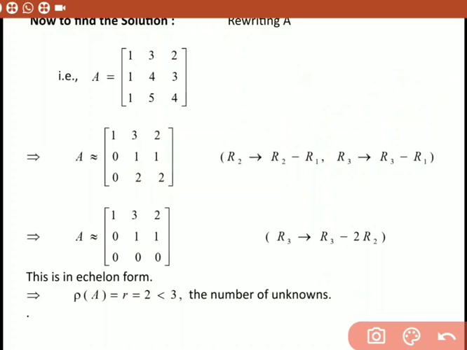Then the next element: you have to subtract these two rows, corresponding elements. So this is 3 minus 2, which is 1.